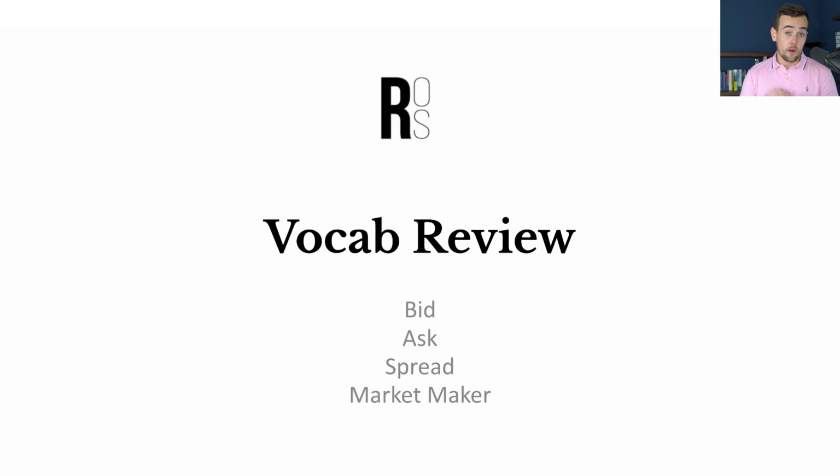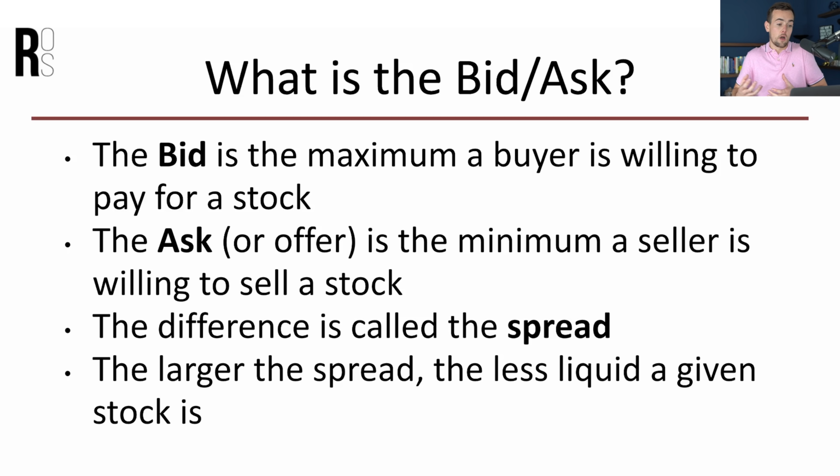So we're going to cover more about this, but first I want to do a quick crash course here on some vocab review, just because these are going to be some important terms. So first of all, what is the bid and ask price? Well, the bid is simply the maximum a buyer is willing to pay for a stock, similar to if you're placing a bid on something at an auction.